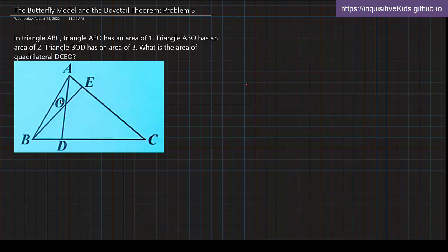Problem 3. In triangle ABC, triangle AEO has an area of 1. So let's first mark that. We know that this has an area of 1. Triangle ABO has an area of 2.